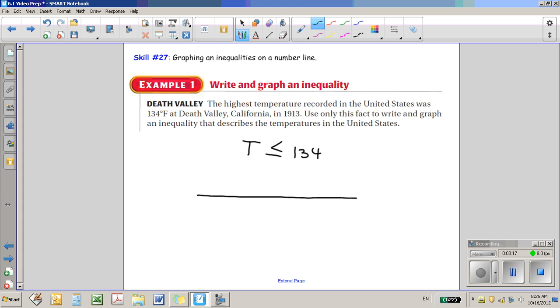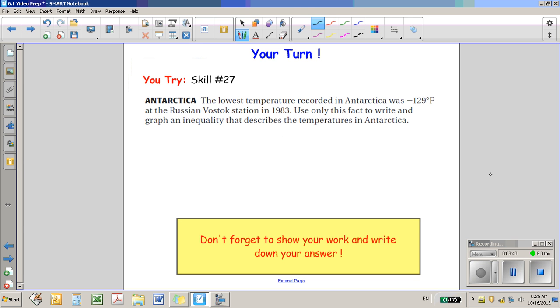And then we're going to draw a number line. And here's my 134. We have a closed circle because 134 was actually the temperature that was recorded, and anything that's less than that is also part of my solution. So this would be the graph of the inequality. So here's your actual inequality, and here's your graph. So here's an example for you to try. Read the problem, record the inequality, and graph the inequality in your notes.